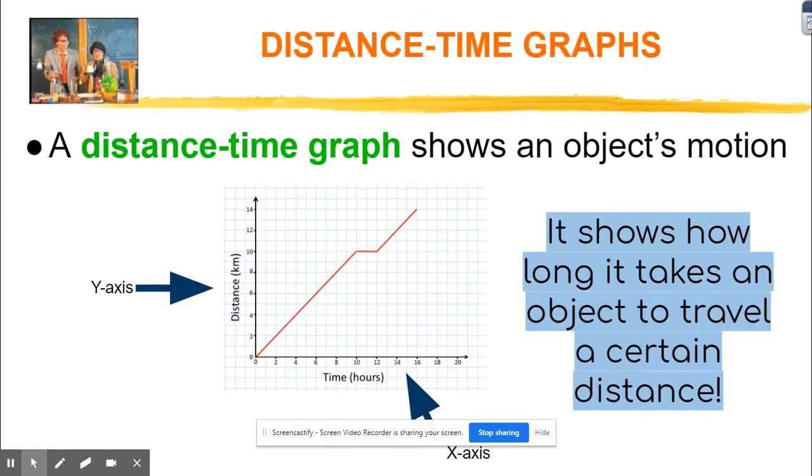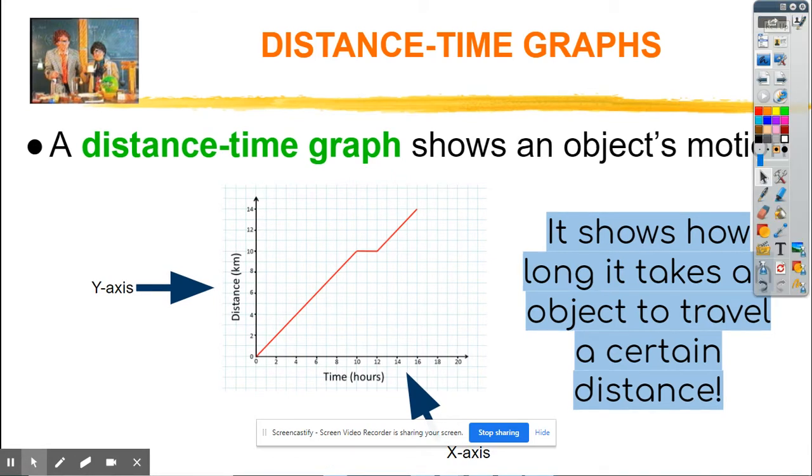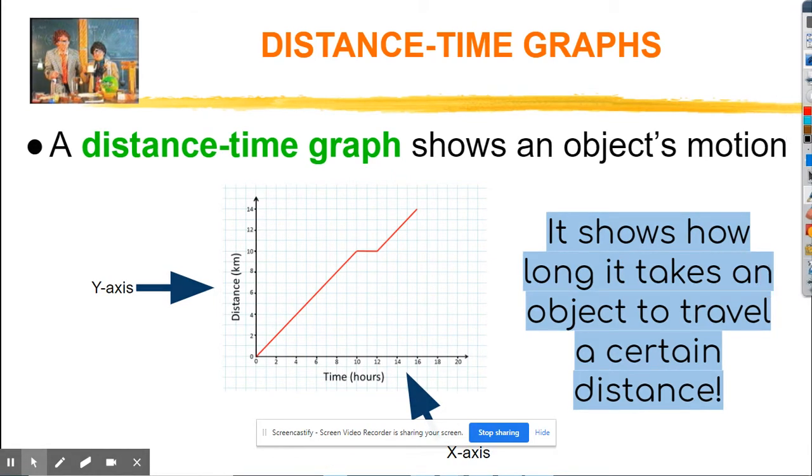A distance time graph shows an object's motion. It shows how long it takes an object to travel a certain distance. So we can see on our graph here that the distance is our y-axis and the time is our x-axis. If we calculate how long the object was in motion, we see here that it stops at 16 seconds, or 16 hours.